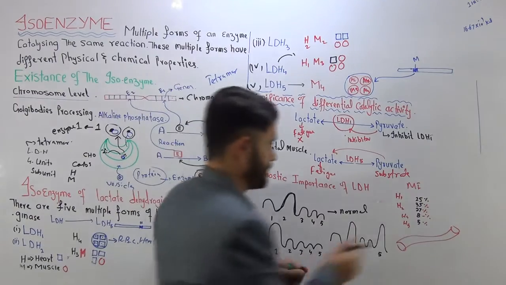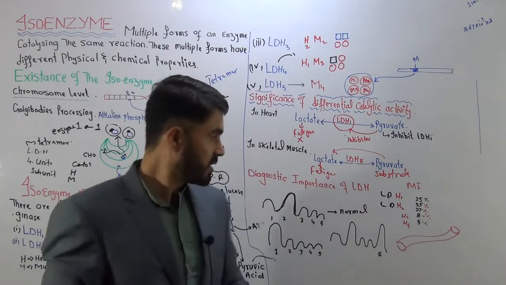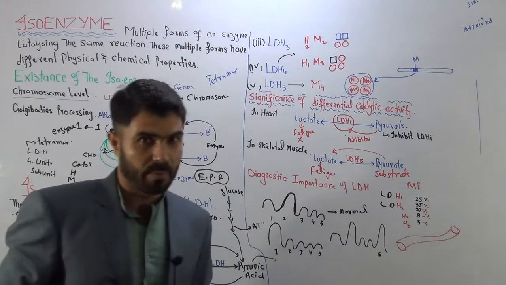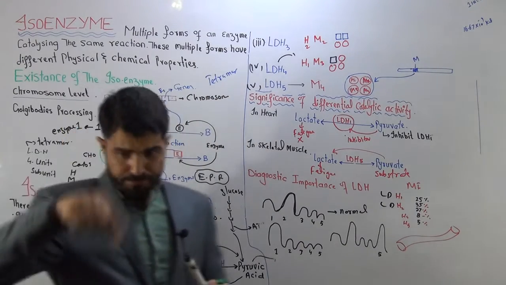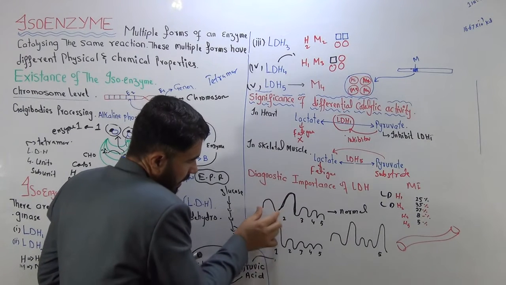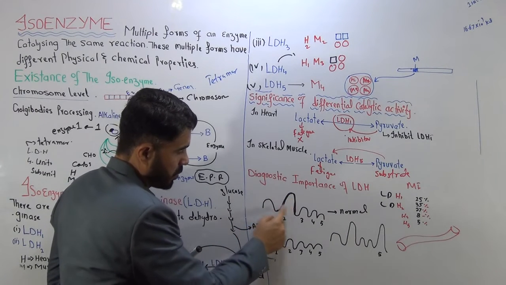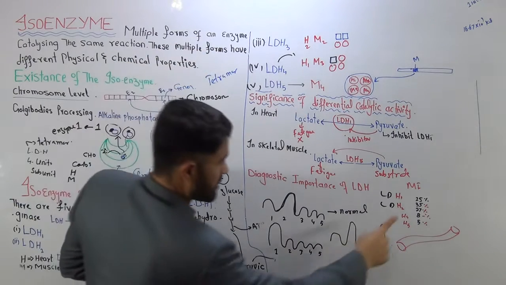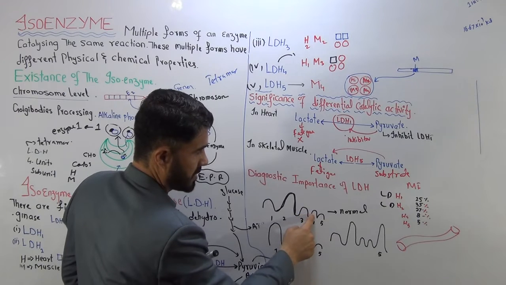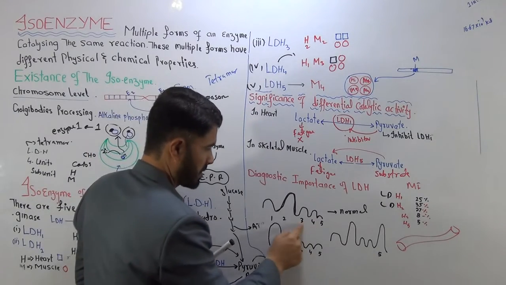LDH1 is 25%. LDH2 is 35%, LDH3 is 27%, LDH4 is 8%, LDH5 is 5%. By graph, an intermediate peak is there for LDH1. This is for LDH2. Why is this peak a little bit higher? Because 35% is there. This is 27%. This is 8%. And this is a very small peak, 5%. This is normal.